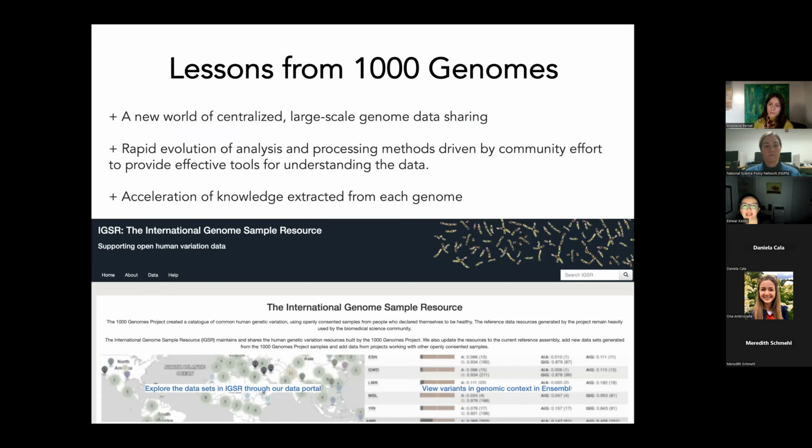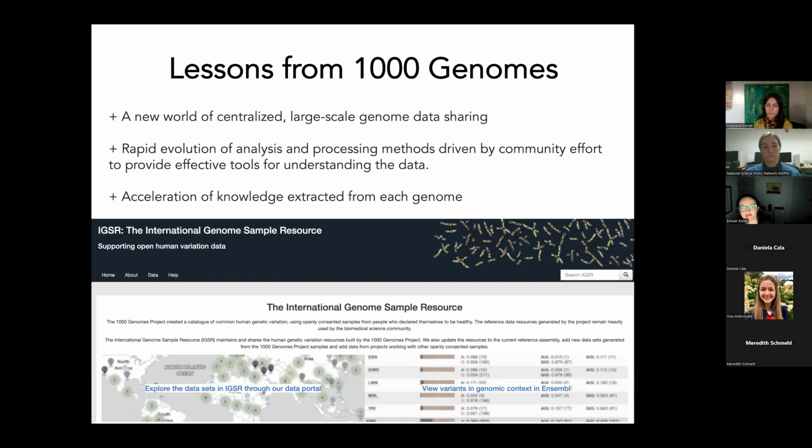Because of the open sharing nature of the project, what we saw was a rapid evolution of analyses and processing methods that were driven by a community effort, and not only individuals within the consortium, but many, many others outside the consortium. And this really did two things. It provided very effective tools. It helped harden pipelines, and it really accelerated our understanding of the data and the type of knowledge we could extract from each genome.